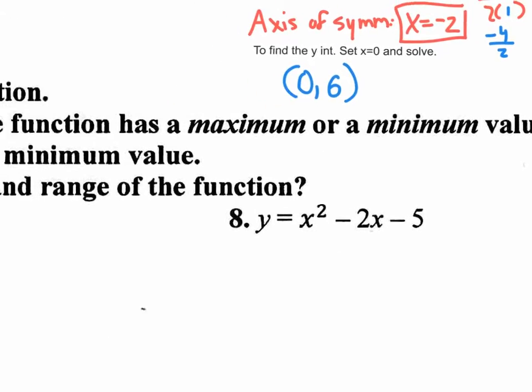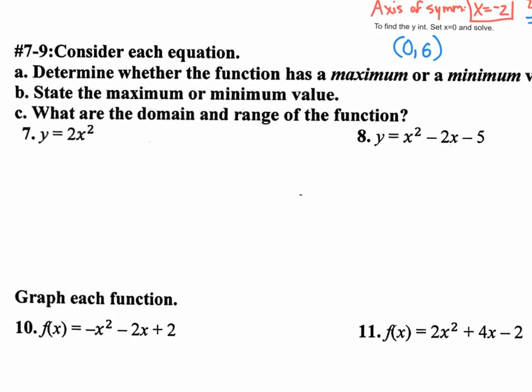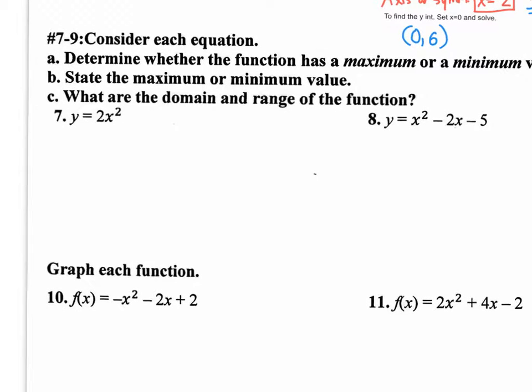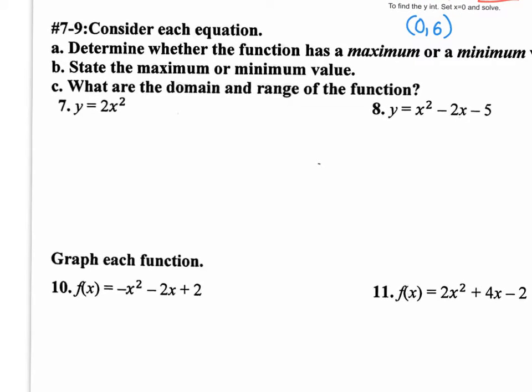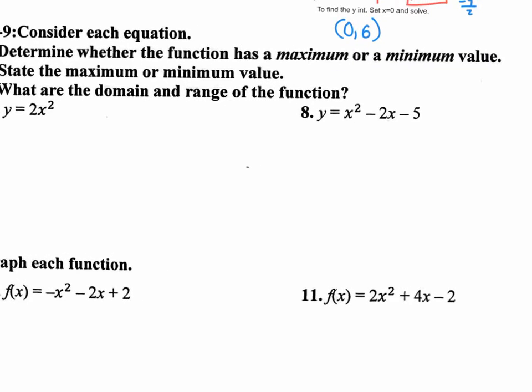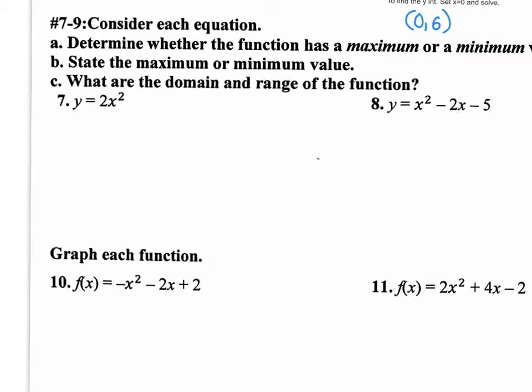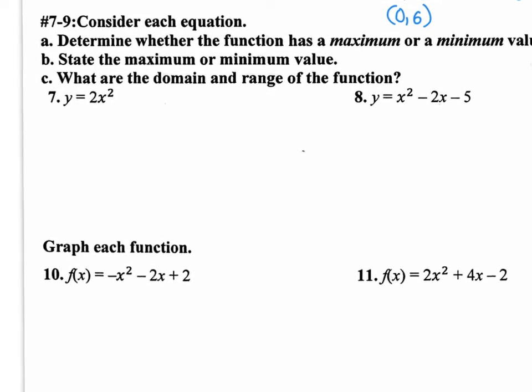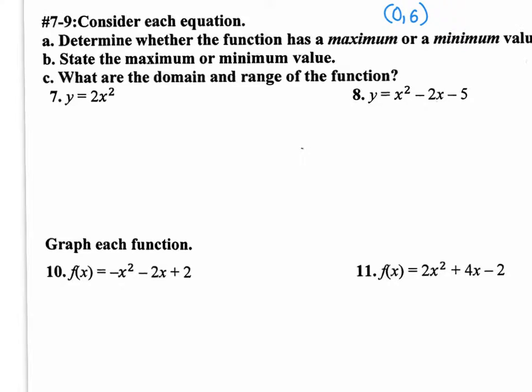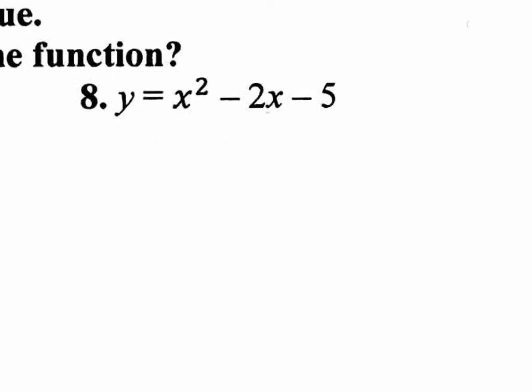Let's move on. Down here, we have multiple part questions, 7, 8, and 9. We have A, B, and C to each one. So let me go with, I'll do 8. It says determine whether the function has a maximum or minimum value. Then it says state the maximum or minimum value. And then what is the domain and range of the function? Well, all of that could be done by finding the vertex, because the vertex is the max or min. But stating the max or min is even easier. All you got to do is recognize whether the parabola opens up or down.